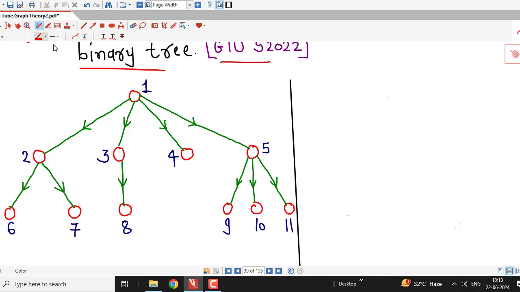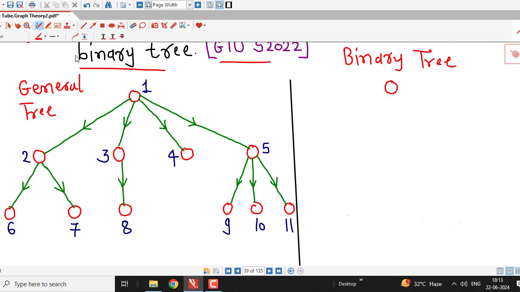Here we observe that the root of this general tree is 1. This is nothing but the general tree or given directed tree, and here we are going to construct or represent this general tree as a binary tree. So the root of the binary tree which we are going to construct will be the same as the root of this general tree.